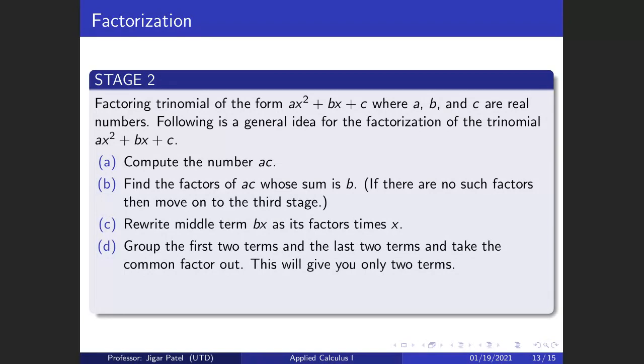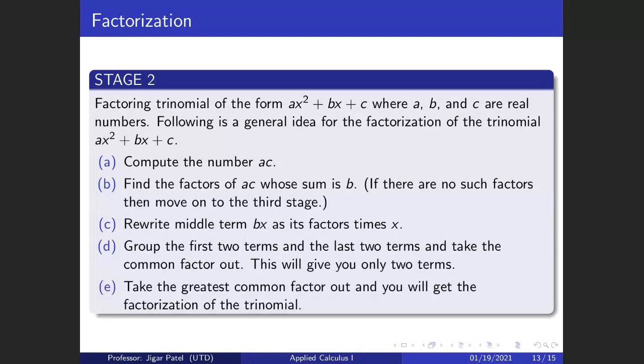When you take the common factor out from the group of first two and last two terms, that will result in two terms only. Between these two terms, take the common factor out and you get the factorization of the trinomial. Again, as I said, this general idea might look a little tricky, but trust me, when you see the example, it will make complete sense. All right.